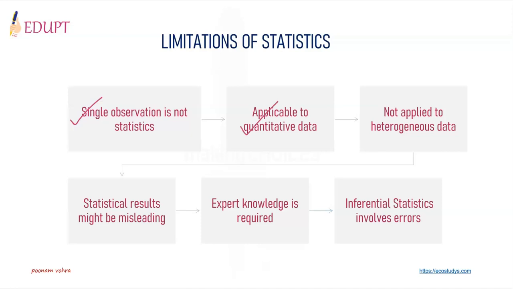Qualitative characteristics like honesty, like welfare, like beauty, like health, directly cannot be measured quantitatively. We cannot say my health is 1. We cannot say my welfare is 2. I cannot say my beauty is 5. So it is measured only on quantitative variables.